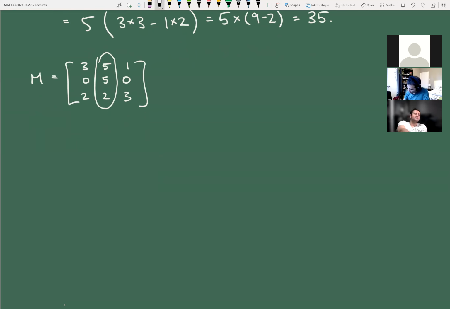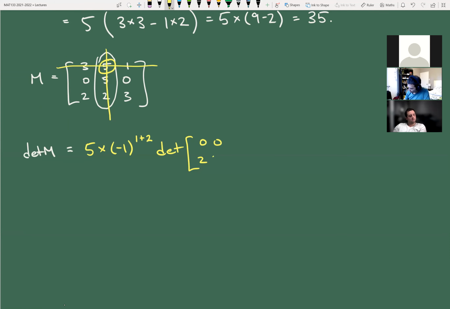Okay, so I'm going to get that the determinant of M. So once again, we're going to start here. So we're going to get this is equal to 5 times -1. Now we're in row 1, column 2, right? So row 1, column 2. I'm going to cross out these things to get the submatrix like this, right? Is everyone okay with that?